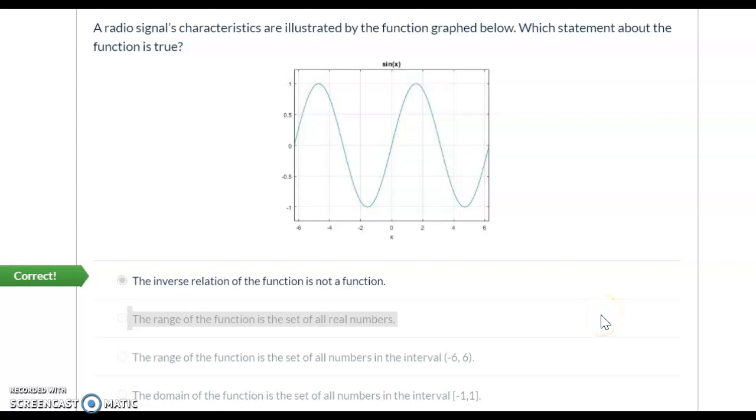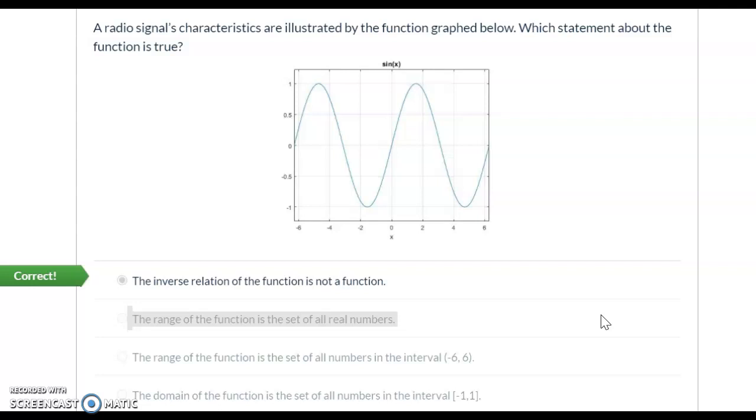So for this quiz, question number 1, they're asking about this graph, and this radio signal's characteristics are illustrated by the function graph below. Which statement about the function is true? Looking at the different possible answers, the only answer that would actually make sense is that the inverse relation of the function is not a function. When you're looking at an inverse relation, you would take this graph and almost turn it on its side, which would not be a function.